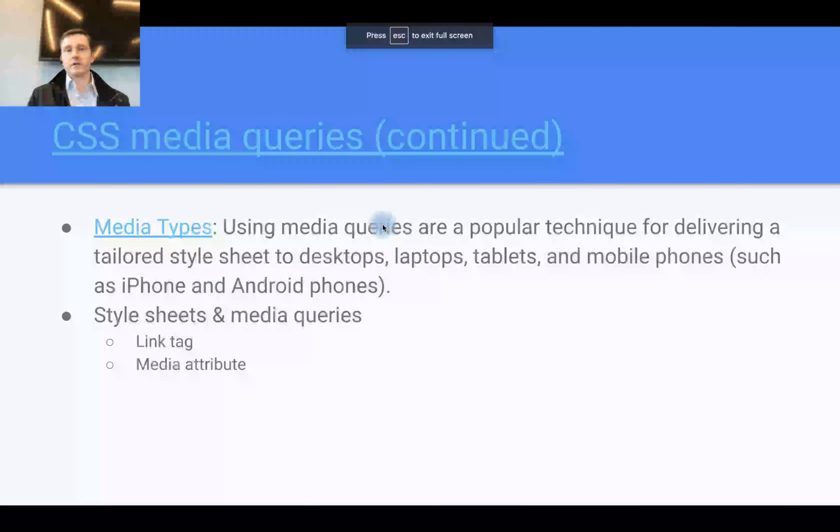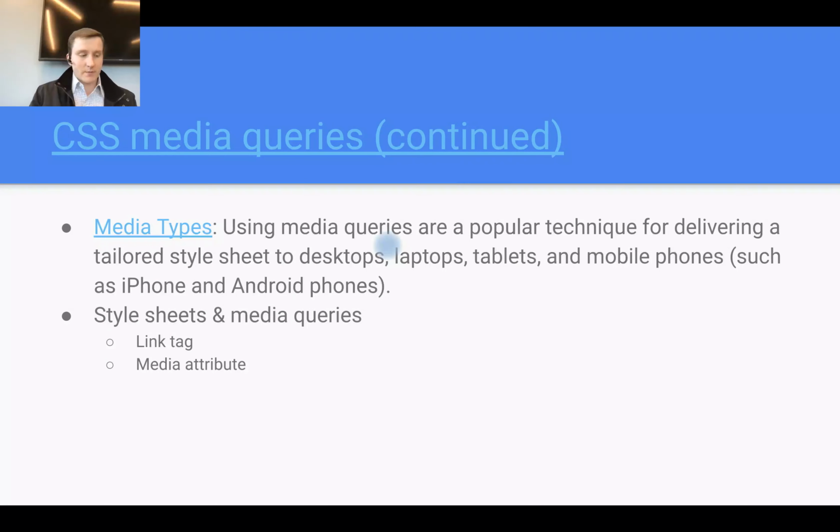All right. So we have what are referred to as CSS media queries. CSS2 was introduced and it made it possible to define style rules for different media types. Using media queries, these are a technique for delivering a tailored style sheet to desktops, laptops, and mobile phones such as iPhone and Android phones. Let's go ahead and click on this.